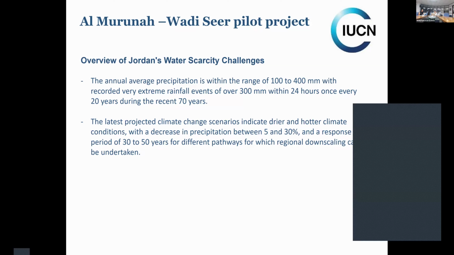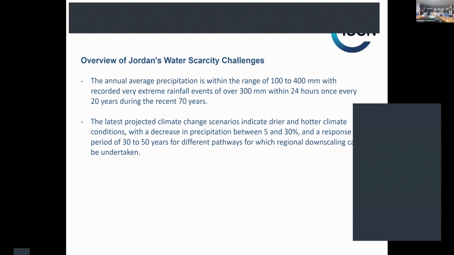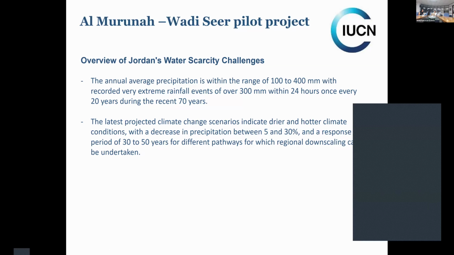The latest projected climate change scenarios indicate drier and hotter climate conditions with a decrease in precipitation between 5 to 30%, and also we have a response period of about 30 to 50 years for different pathways for which regional downscaling can be undertaken.